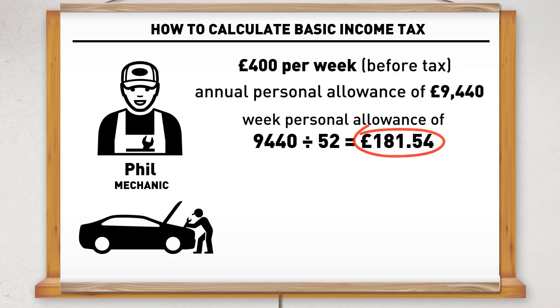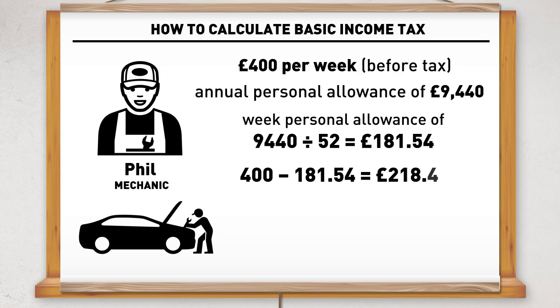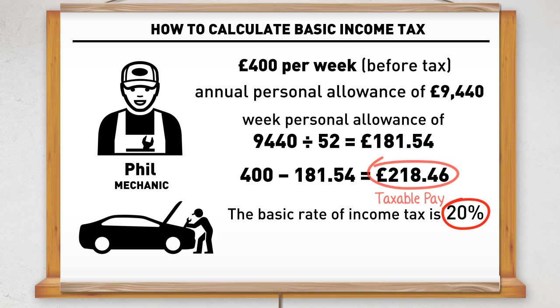He will pay tax on the rest, which is £400 minus £181.54, equaling £218.46. This is called his taxable pay. If the basic rate of income tax is 20%, then he will pay 20% of £218.46.